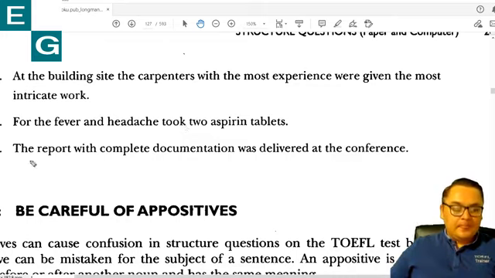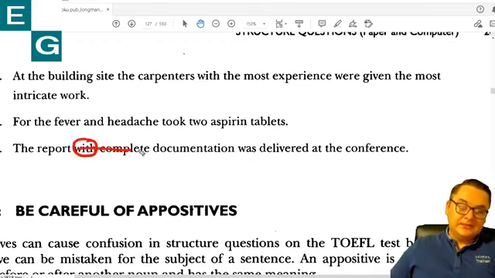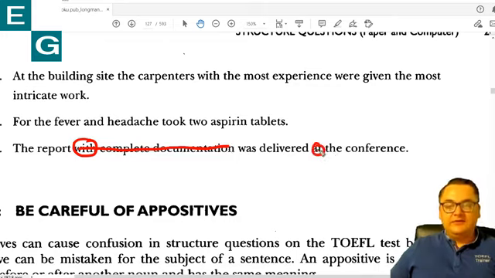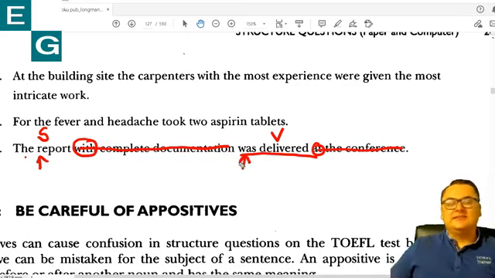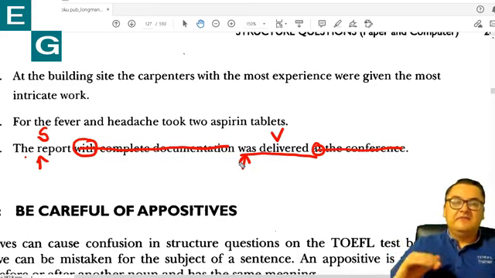Then it says the report with complete documentation was delivered at the conference. So I have a preposition here, with complete documentation. I have at the conference, another preposition. The report is going to be my subject, was delivered is going to be my verb. The report is singular, was delivered is singular. This sentence is correct. So this is the way you are going to learn to identify and understand these kinds of sentences. I hope you understood everything, and I'll see you in the next class.